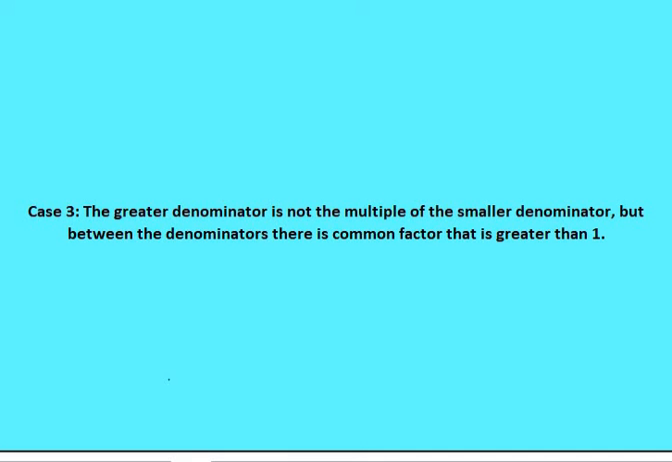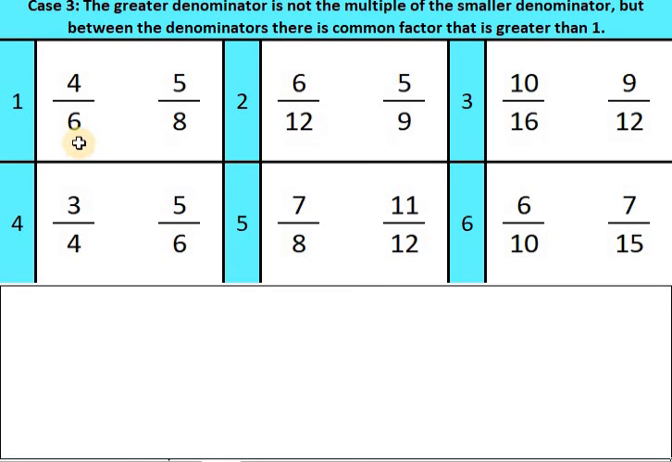The greater denominator is not a multiple of the smaller denominator, but between the denominators there's a common factor that is greater than 1. So let me show you what I'm talking about. We have 4 out of 6 and 5 out of 8. 6 cannot jump to 8, because the next number after 6 would be 12, so it cannot jump to 8. But they have common factors, right?